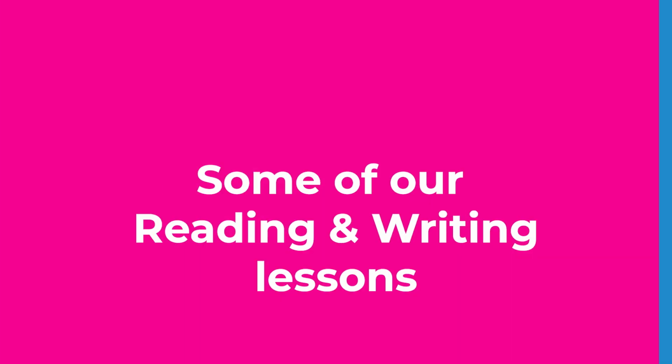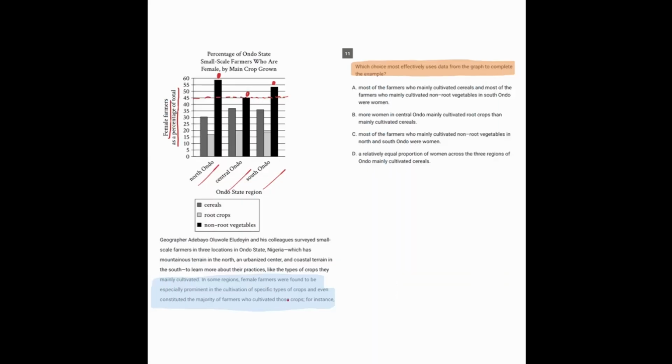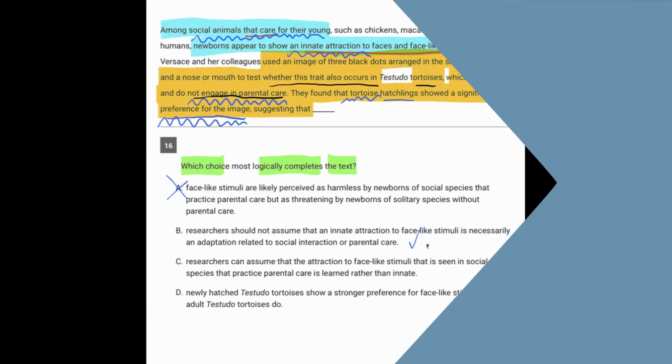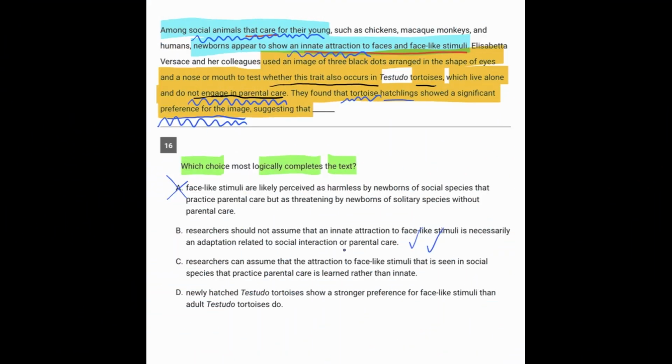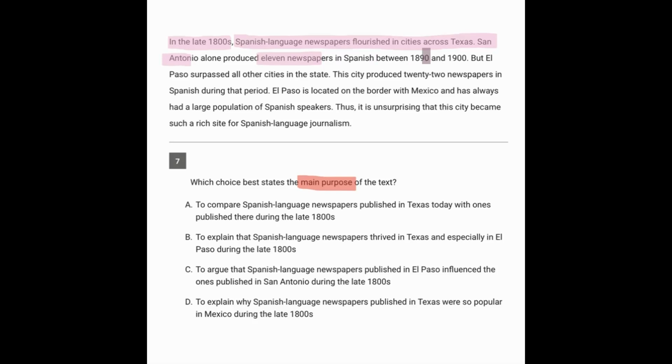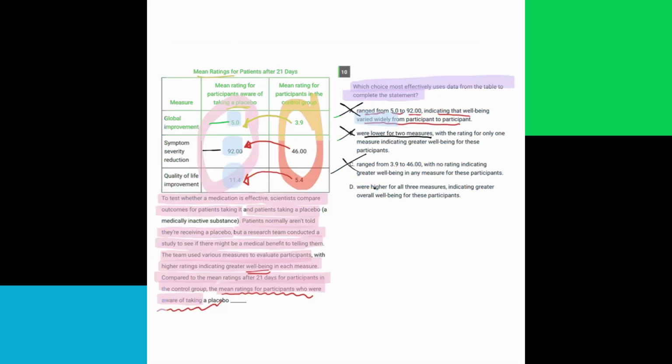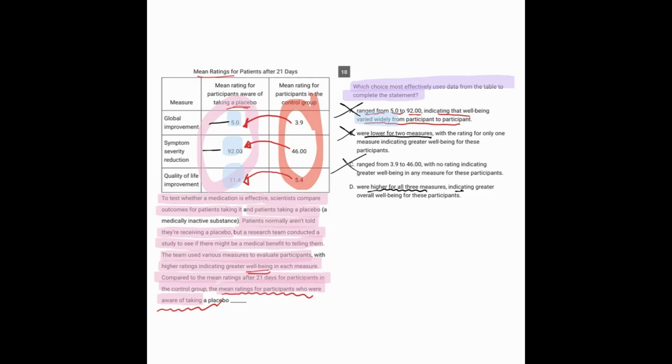So if the argument is that female farmers are more prominent growing certain types of crops, then I would say the black bar there is the one that supports this idea the most. That might work because even the ones that didn't have the parental care had the innate attraction. In San Antonio, there were 11 newspapers in these years, but El Paso surpassed all the other cities. And D were higher for all three measures, indicating greater overall well-being for these participants. That's perfect, and the answer is D.